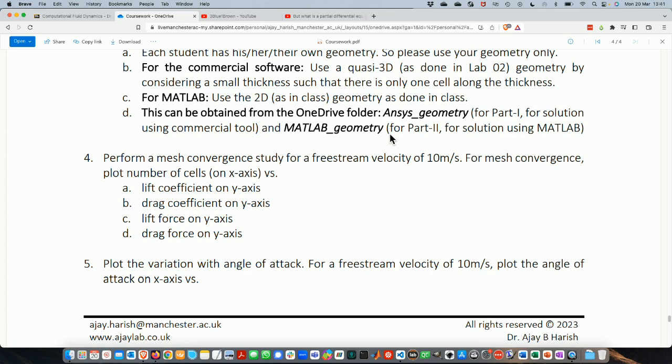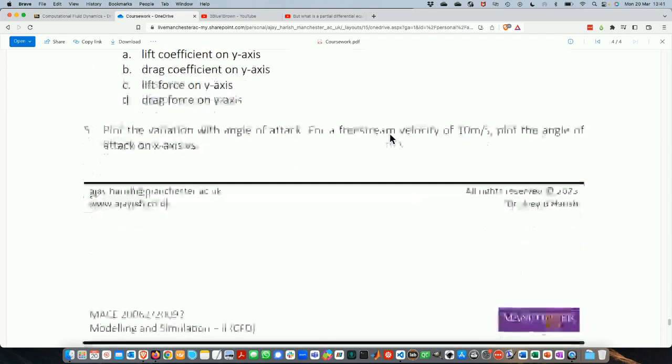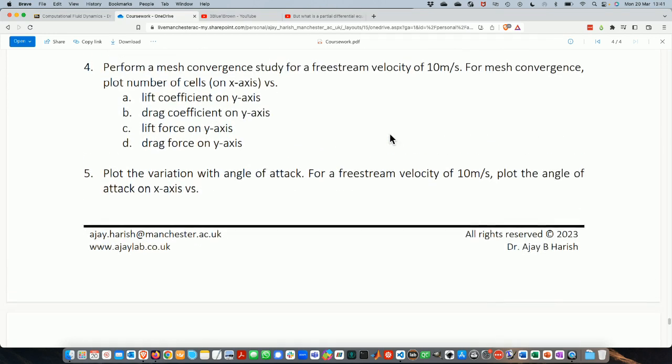Okay, so that's pretty much there. What you need to plot is very simple. One is the mesh convergence for a free stream velocity of 10 meters per second. The x-axis has the number of cells. It can be one plot, or if somebody wants to make four different plots, be my guest: lift coefficient on the y-axis, lift force on the y-axis, drag coefficient on the y-axis, and drag force on the y-axis, with the number of cells on the x-axis. That gives you a nice mesh convergence.